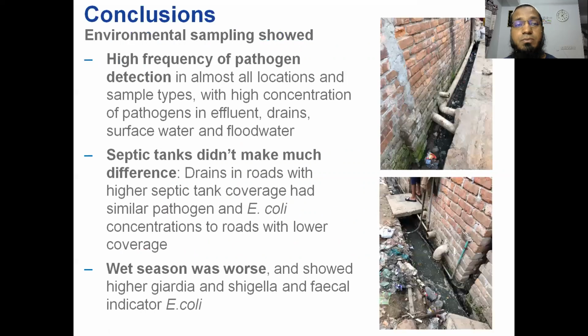So in conclusion, pathogens were detected at high frequency in almost all the sample locations and types, with high concentrations of pathogens in effluent, drains, surface water, and flood water. The septic tank didn't make much difference. Drains in roads with high septic tank coverage had similar types of pathogens and E. coli concentration to roads with lower coverage of septic tanks. The wet season has more concentrated pathogens compared to the dry season.